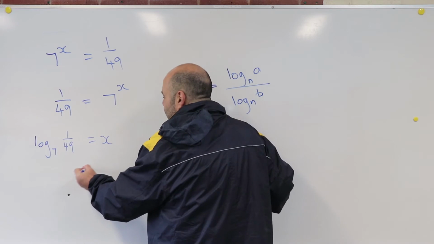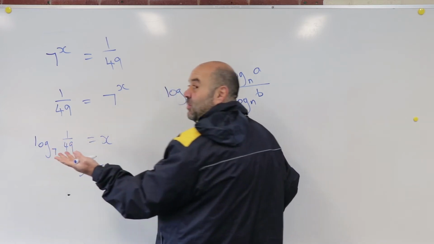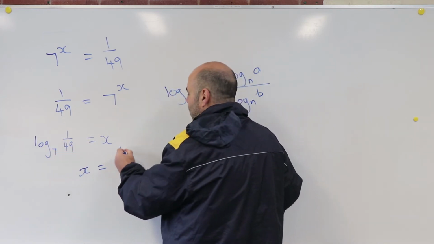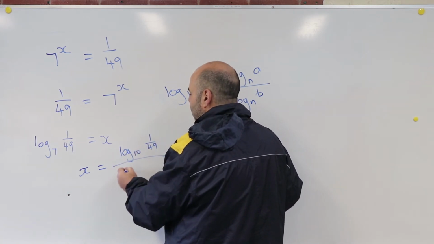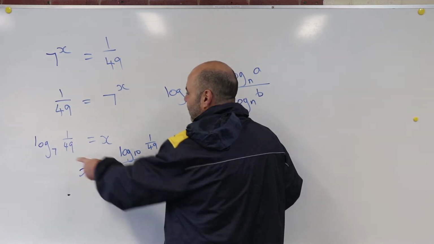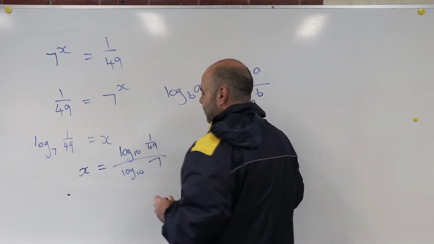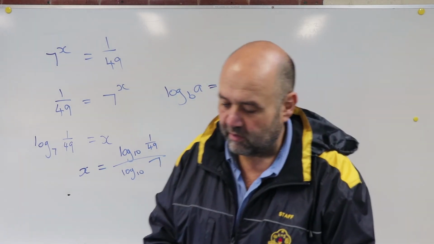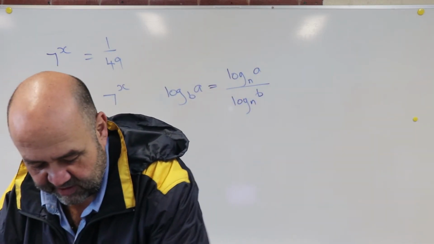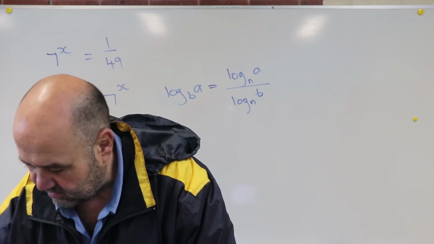So x is going to be, I'm going to change the base to base 10, log base 10 of 1 over 49 divided by log base 10 of 7. And then I just stick that into my calculator. So I'll do that. I'll just get my calculator out of my bag. Should have prepared that earlier. Give me a moment.